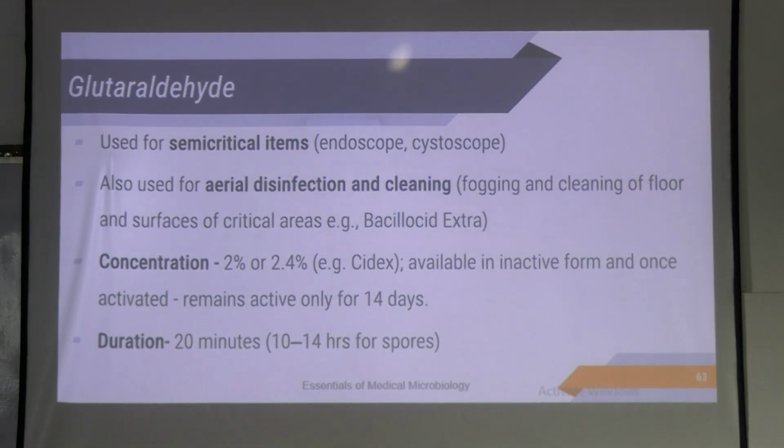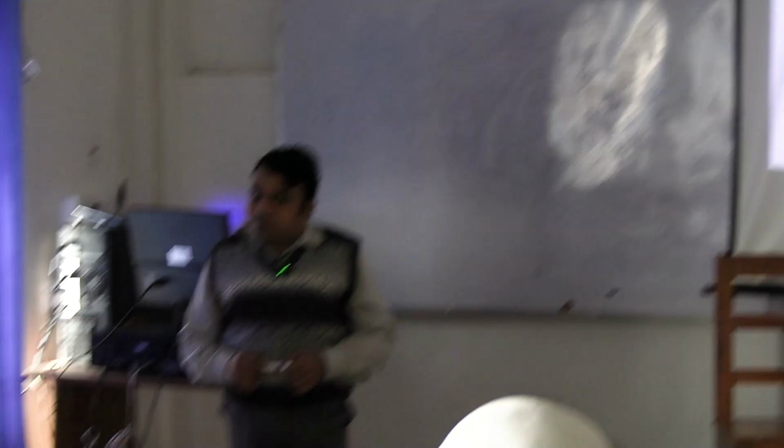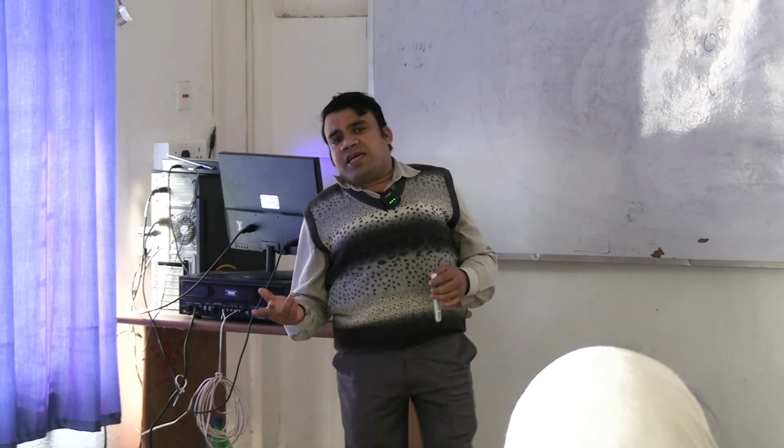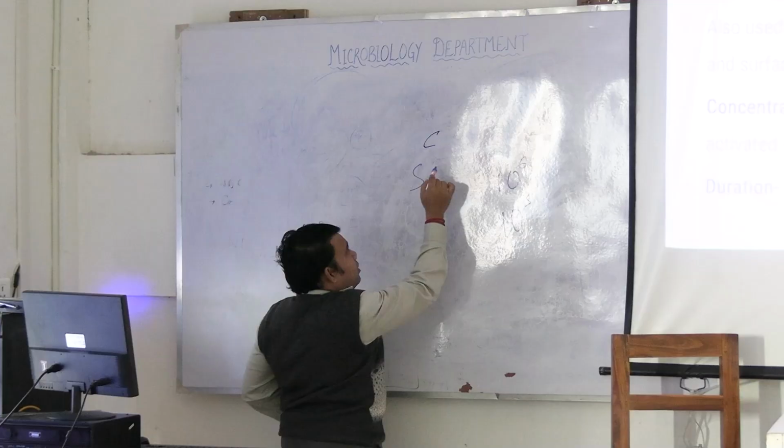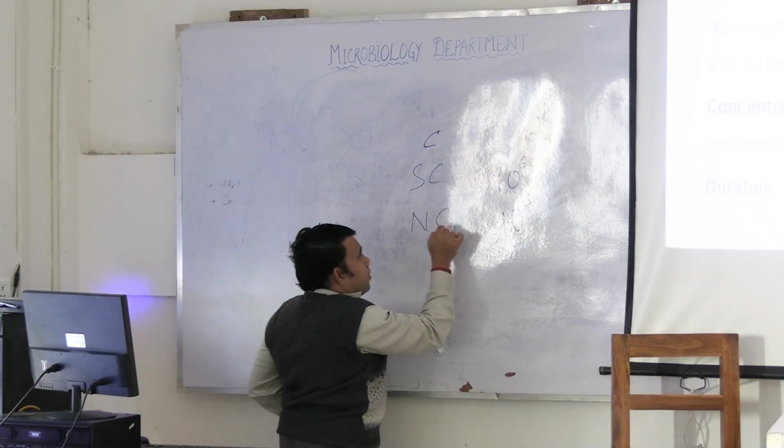Now, in the last class, have you been taught about Spaulding's classification? No? Okay. The Spaulding classification is a classification that is used to classify the various medical instruments that are used on the human body. And they are classified into three types: critical, semi-critical, and non-critical.